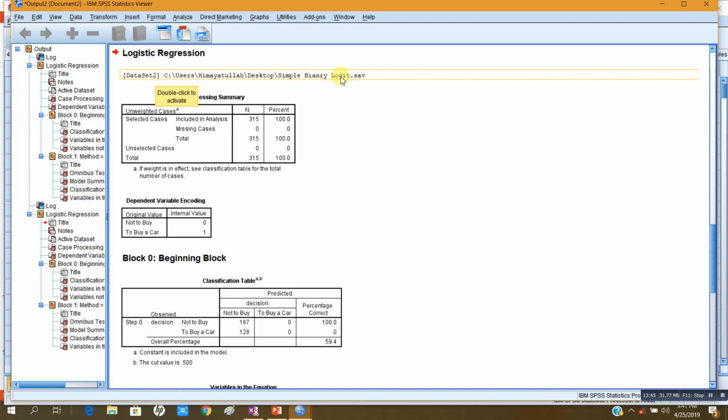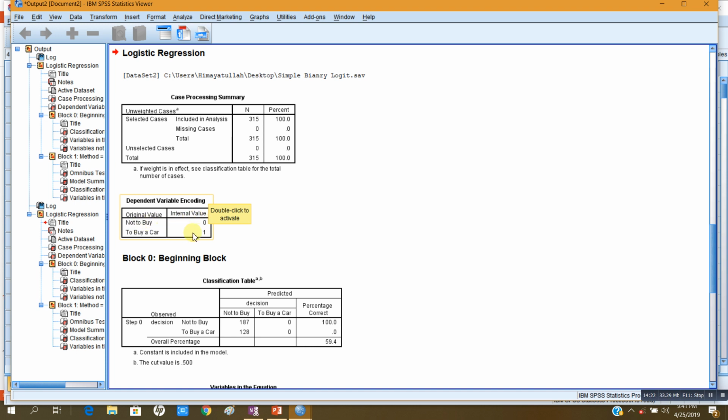This is the SPSS file. Now this is the case processing summary, and it means that the total number of included cases is 315. So this sample size includes 315 individuals. There are no missing cases, so the missing cases are 0. So total cases included are 315. And here in this small table, as I told you, 0 stands for the decision not to buy a car, and 1 stands for the decision to buy a car.